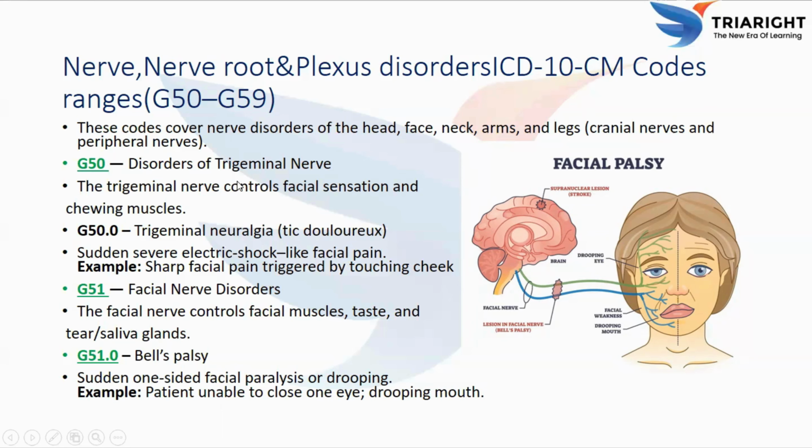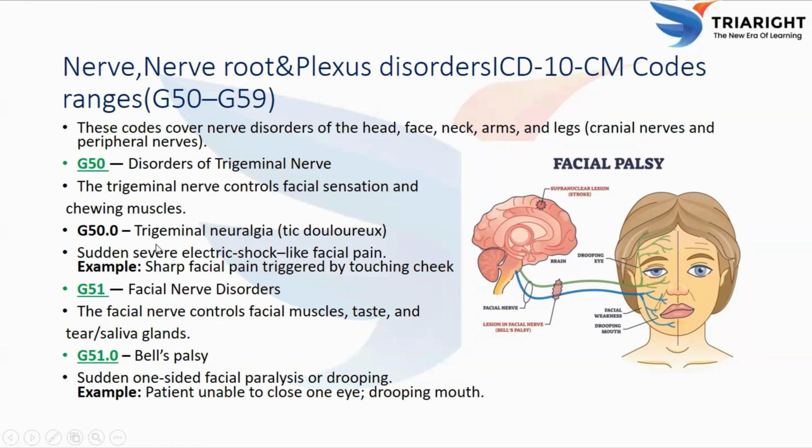The trigeminal nerve is the main sensory nerve of the face, right? It also controls the chewing muscles. So what is the example of G50? G50.0 is assigned for trigeminal neuralgia. So what do you mean by trigeminal neuralgia?